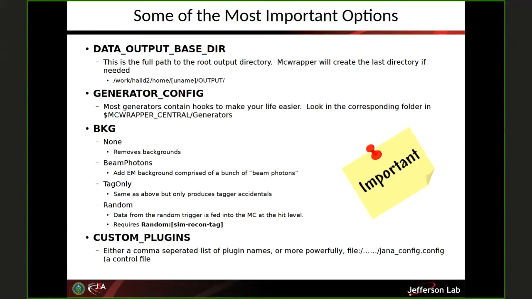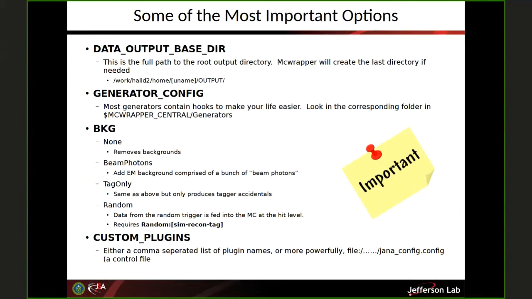Generator config. A lot of the generators actually contain hooks that I think make your life easier. Inside MC Wrapper Central generators, there's a folder for each generator, and inside that there's an examples directory, which will give you templated config files. For example, bggen is completely templated, and you don't have to have your own copy and modify it. But you can if you want. That's not a problem.